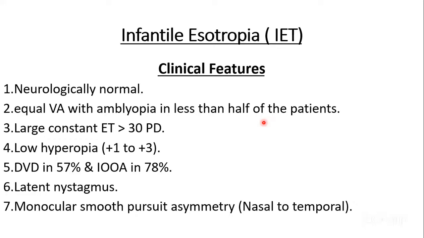Also monocular smooth pursuit asymmetry. That is when we are using the optokinetic drum monocularly, nasal to temporal and temporal to nasal. There is asymmetry, and that is due to loss of fusion at a very early age.